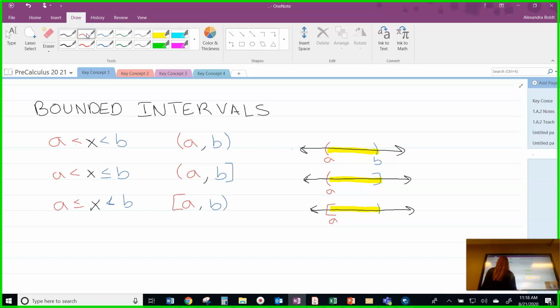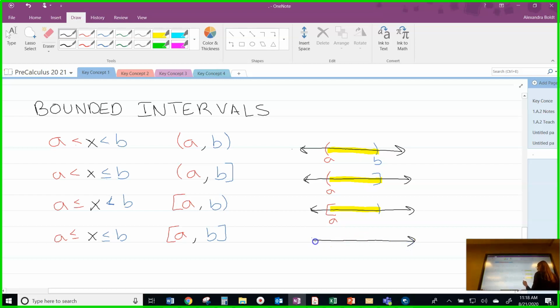Our last one would be A less than or equal to X, which is also less than or equal to B. So here my A has a bracket, and my B has a bracket. A has a bracket. I wish I never put any of my B's down. And those are our bounded intervals.